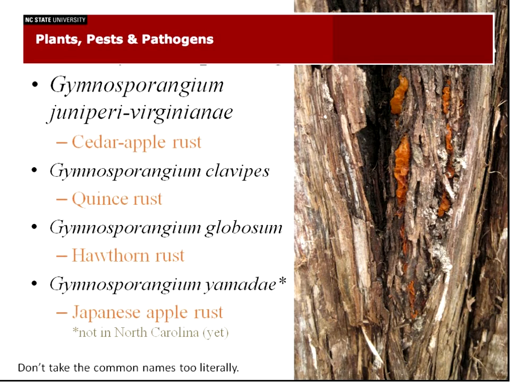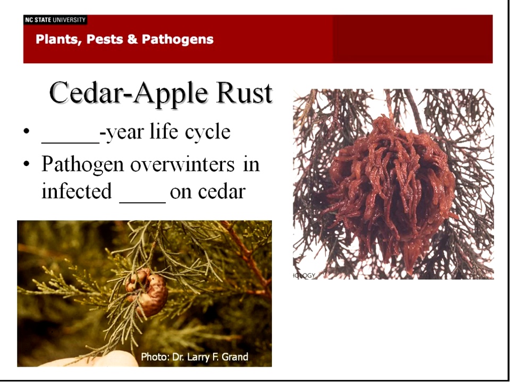Others that we do have would include our cedar apple rust, quince rust, and hawthorn rust. But don't take these common names too seriously because they're not restricted to those hosts. They all do alternate, though, with juniper species. The picture is yet another kind of rust on the trunk of a tree here on campus, a juniper.